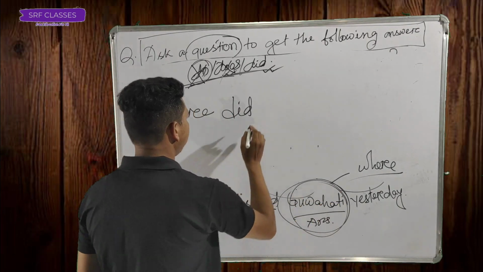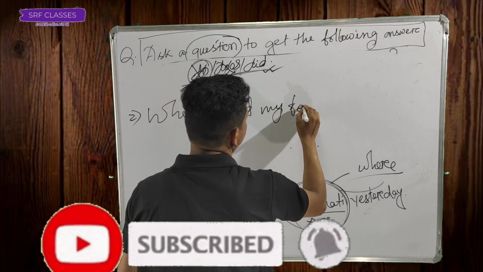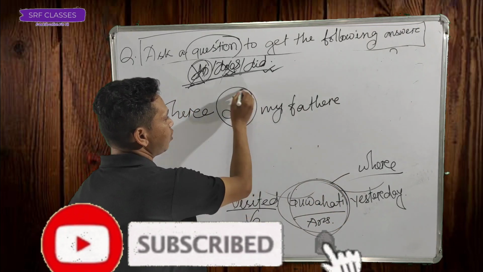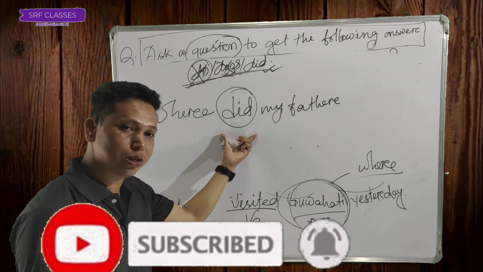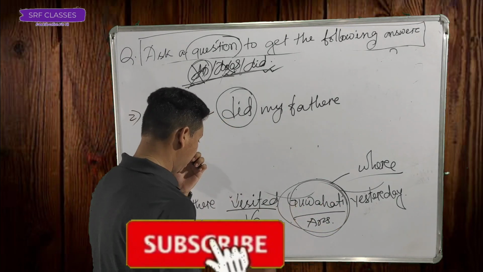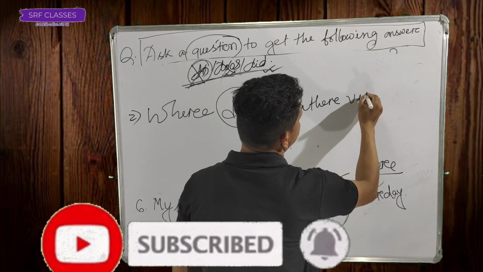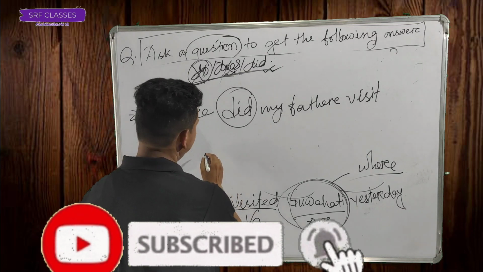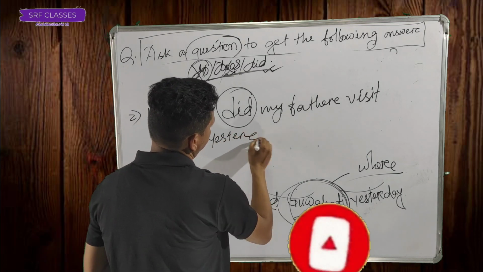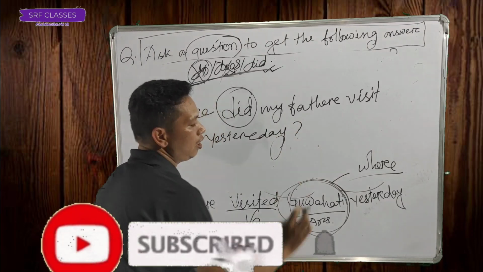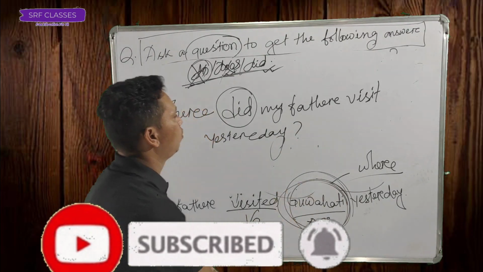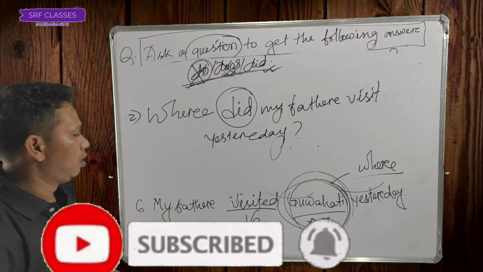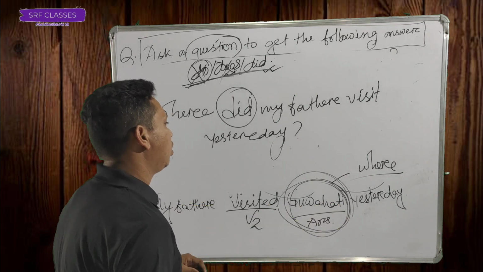So the rest, my father. Visited will change into visit because we have added did already. These things I also covered in my last video, so you can go and check it out. So visited will change into visit. Where did my father visit yesterday? At the end we will put a question mark, and the answer can be said as Guwahati. Where did my father visit yesterday? It can be said as Guwahati.